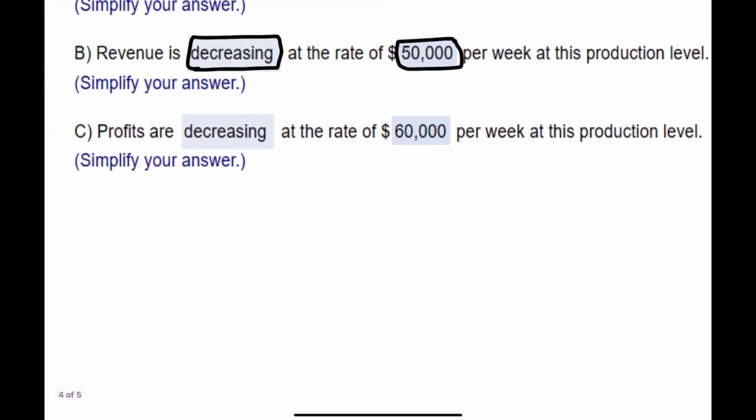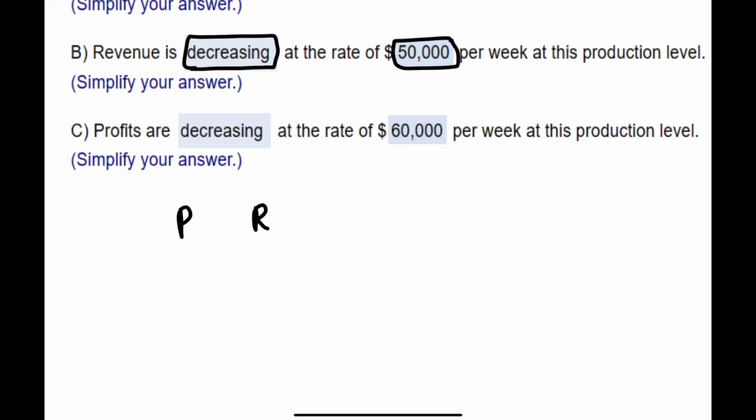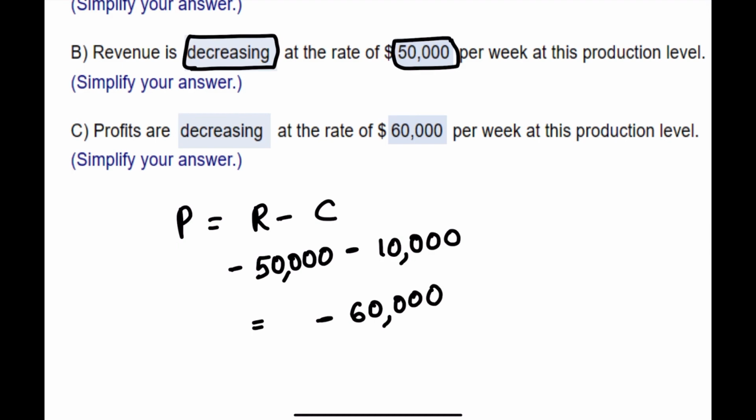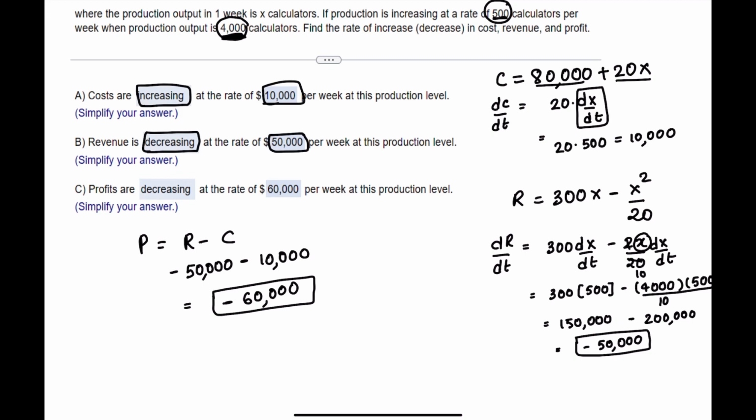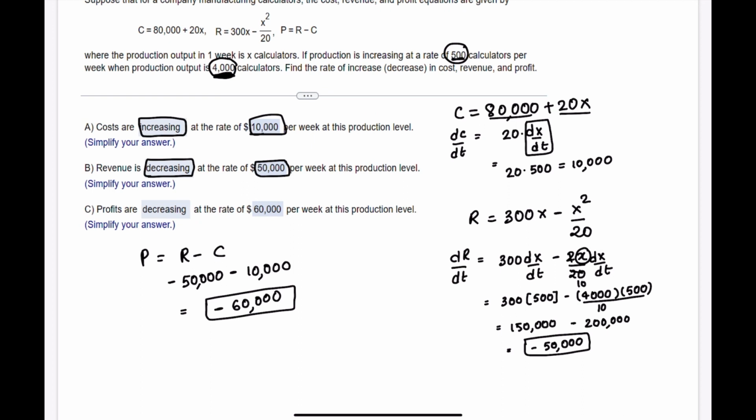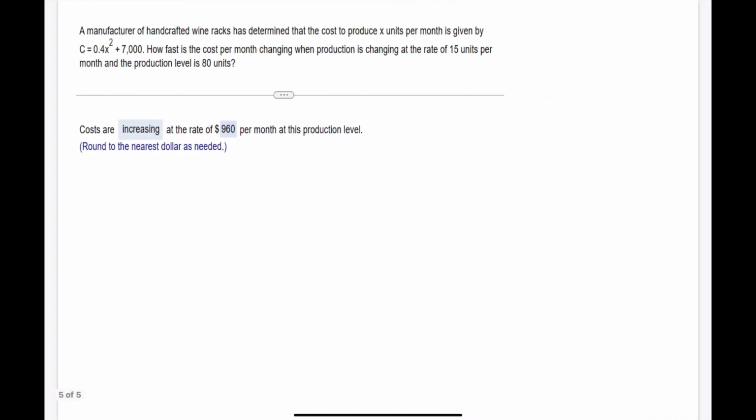Now what about the profit? Profit is simply revenue minus the cost. My revenue is decreasing by negative 50,000. My cost, subtract my cost is 10,000. So my profit is negative 60,000. That means I am at a loss if I do this. All right, let's go ahead. Again, if you have questions, you can rewind, pause, and do it based on your speed. So let's go ahead and take a look at the next problem here.